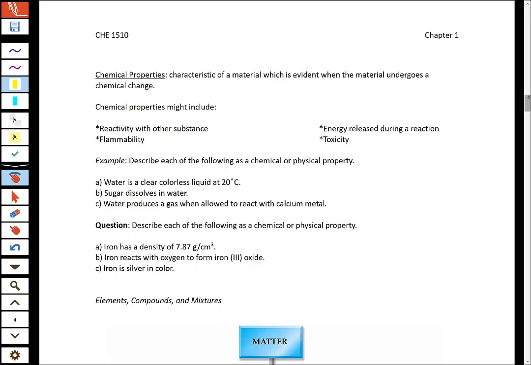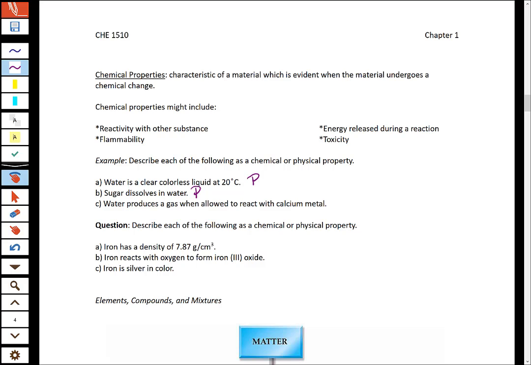So for this first one, I want to go through the example with you and then give you a moment to do the question yourself. So for the example, stating that water is a clear, colorless liquid at 20 degrees Celsius relates to the physical characteristics of water, and so that's going to be a physical property. Stating that sugar dissolves in water is, again, a physical property. Because remember, the process of dissolving was a physical change. So stating that sugar dissolves in water is a physical property.